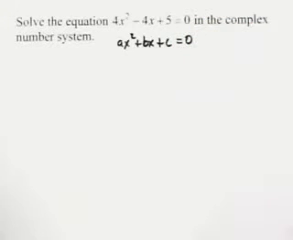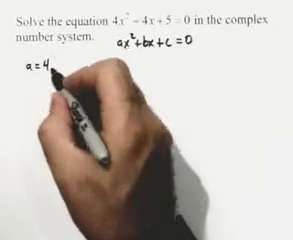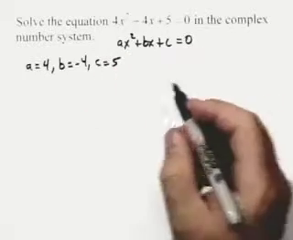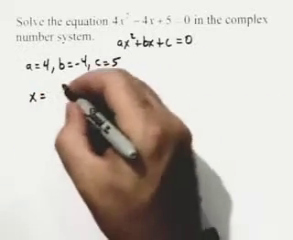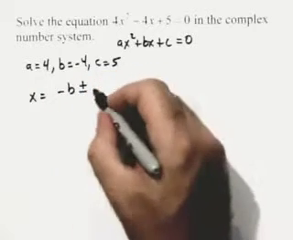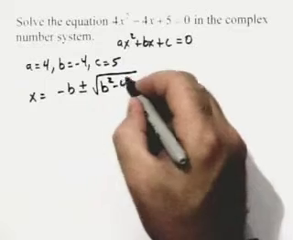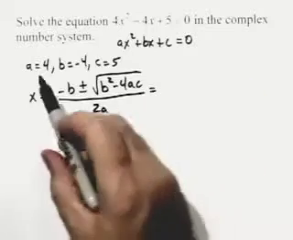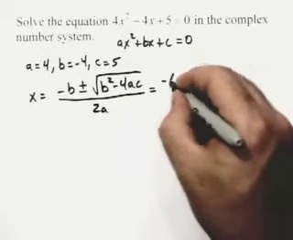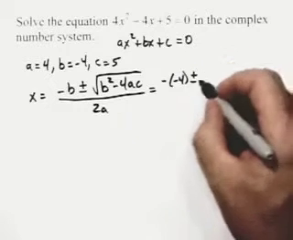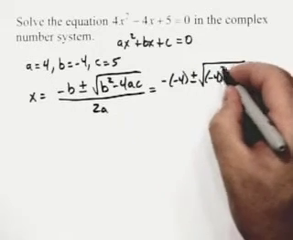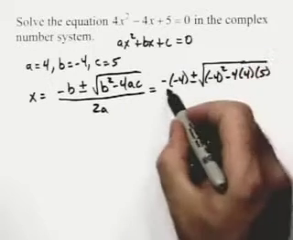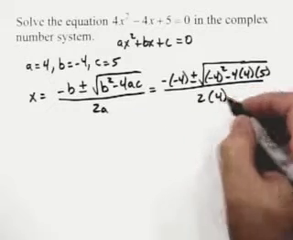So we'll go ahead and use the quadratic formula here, and we identify that a is equal to 4, b is equal to negative 4, and c is equal to 5. The quadratic formula: x is equal to negative b plus or minus the square root of b squared minus 4ac, all divided by 2a. So we'll plug in our values for a, b, and c. So we'll have negative 4 plus or minus the square root of negative 4 squared minus 4 times 5, all over 2 times 4.